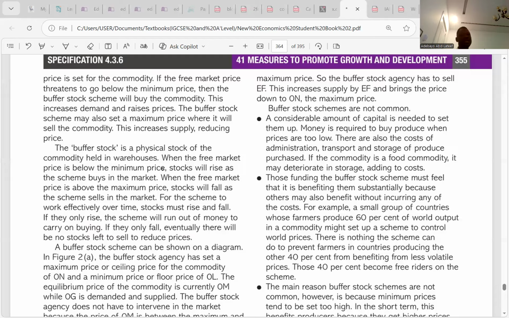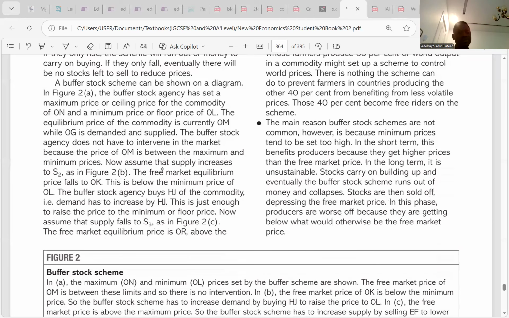Do you understand? Yeah. So price above the equilibrium price, they sell. Price below the equilibrium price, they buy. And that is what buffer stock scheme is all about. Any question about it? No.